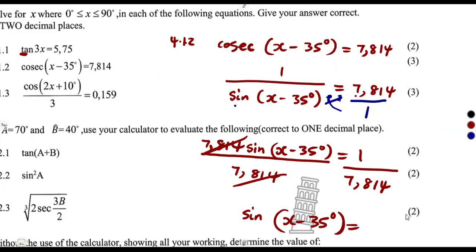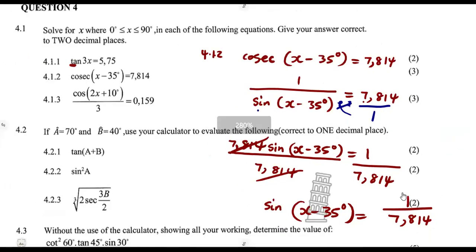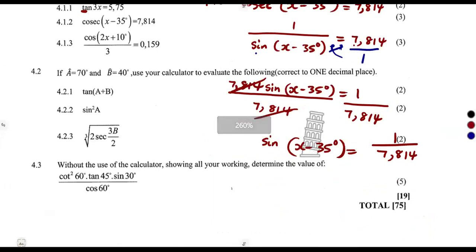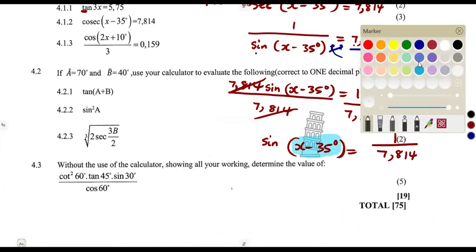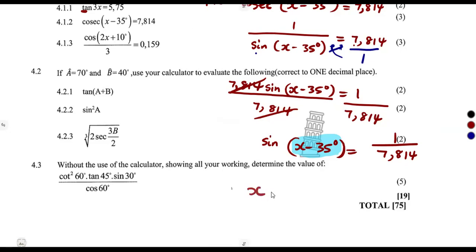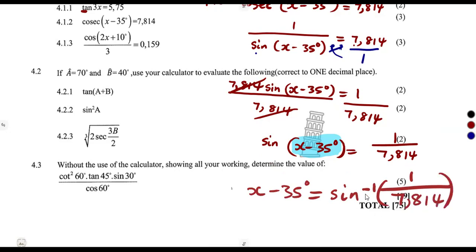You can have it as a decimal. Yes, you can leave it as a fraction as it is, 1 over 7.814. Remember, I said this represents what? The angle. That is your angle, this part here, the x minus 35. So it means for us to remain with that angle of x minus 35 degrees, we must have arc sine. On the other side, we write this sine as what? Arc sine. So it is going to be what? Arc sine of 1 over 7.814, like this, arc sine.